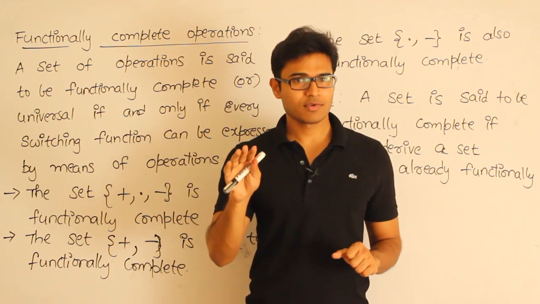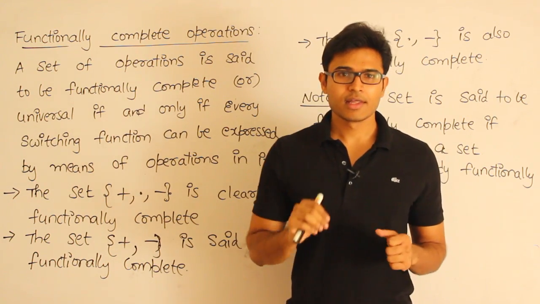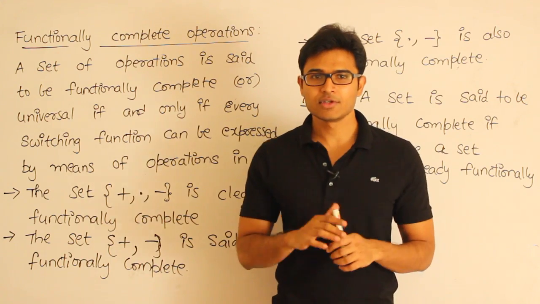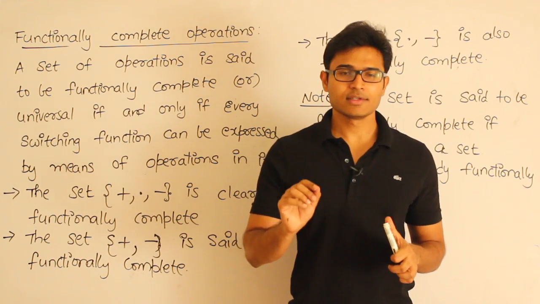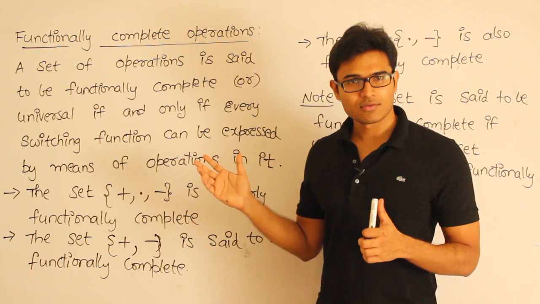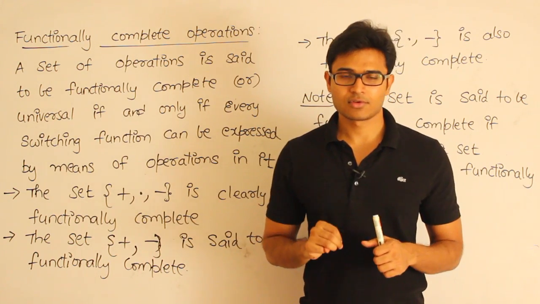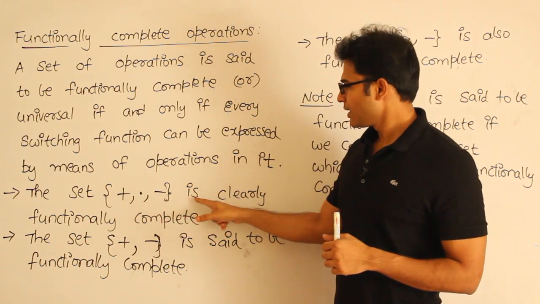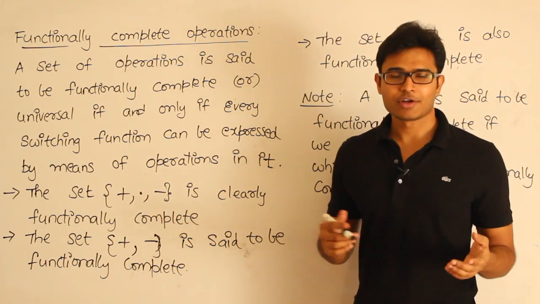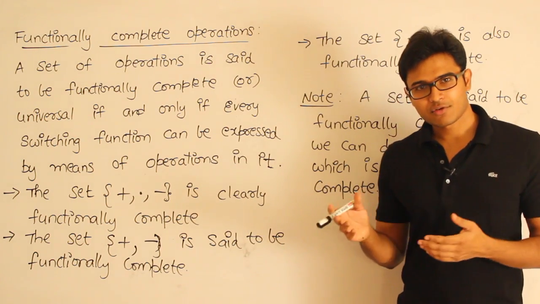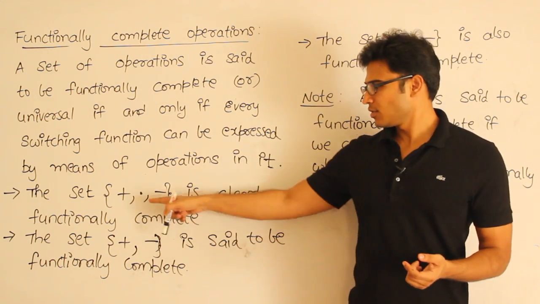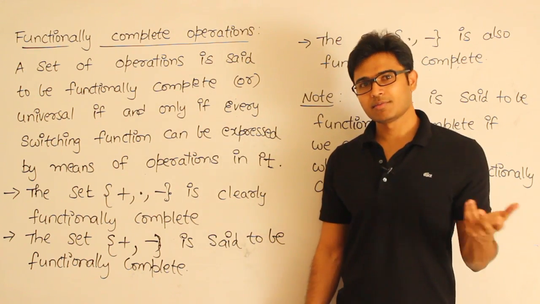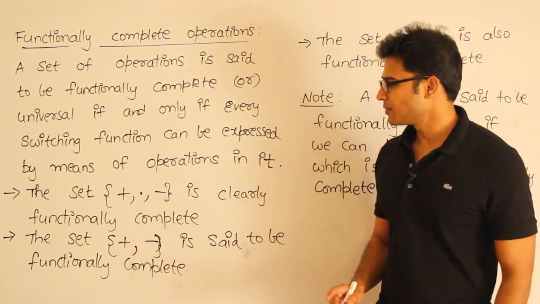So the starting point is, we already know that plus, dot and complement, these three, are functionally complete. The reason is, any expression that we have seen till now contains only these three operators. Got it? So the set plus, dot and complement is clearly functionally complete, because by the definition of Boolean expressions, whatever we write has to contain only these three operations. Therefore, if I give you all these three operations, you can implement any expression. So it is functionally complete.